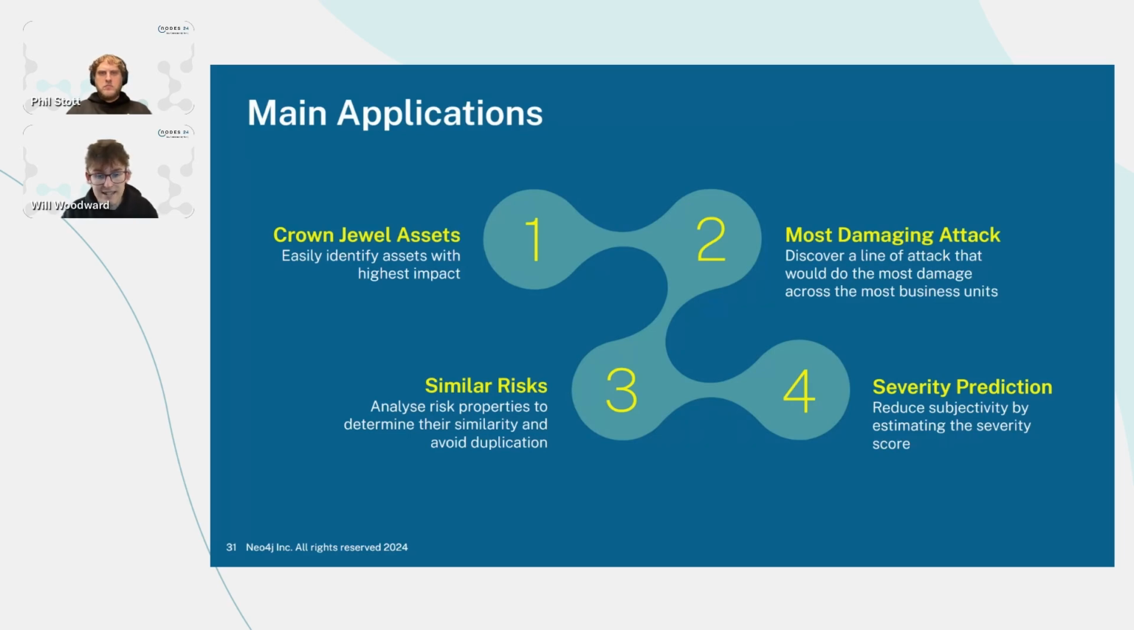I've gathered 4 main applications that I thought were pretty cool during my time at Neo4j. Identifying crown jewel assets. So these are assets that are quite important. If the business loses them, that's not great. Most damaging attack vector. So what is, let's say, the minimum amount of assets the attacker could cause maximum damage to the business for? Similar risks, so risks that are potentially duplicated. We want to avoid that as much as possible. And then severity prediction. Can we actually predict the severity scores based off the other data in the risk register? Can we predict what those scores are going to be?